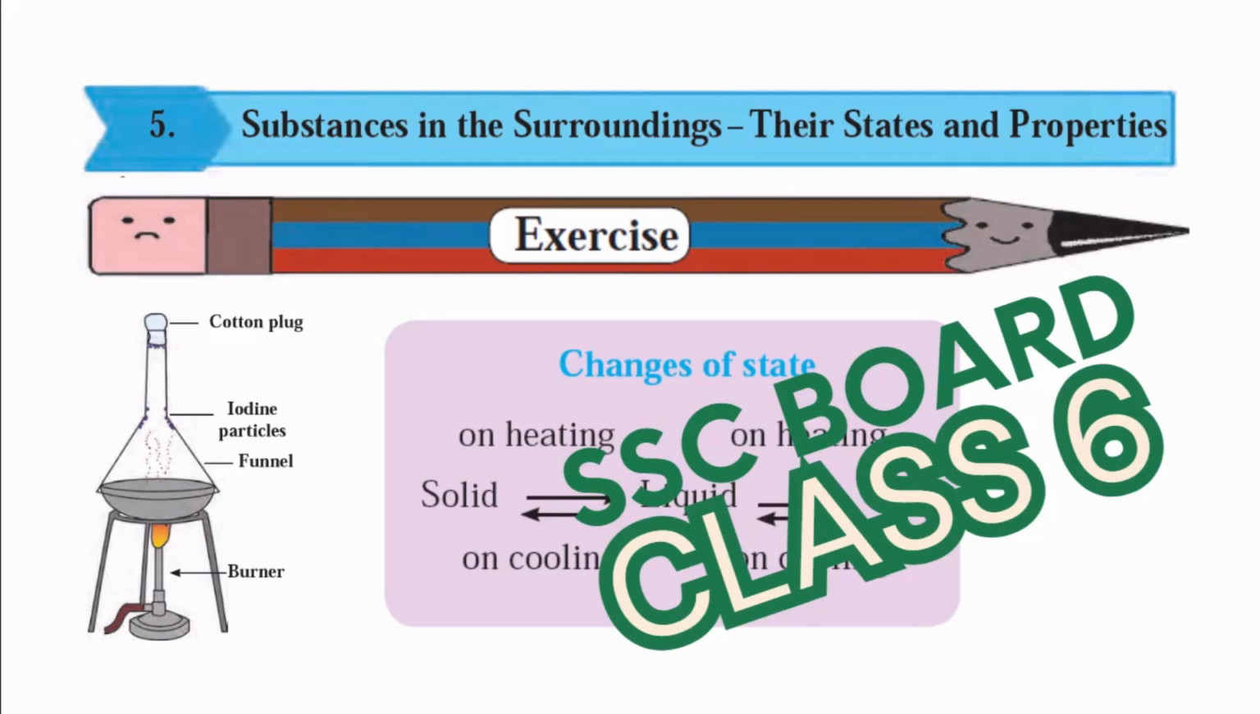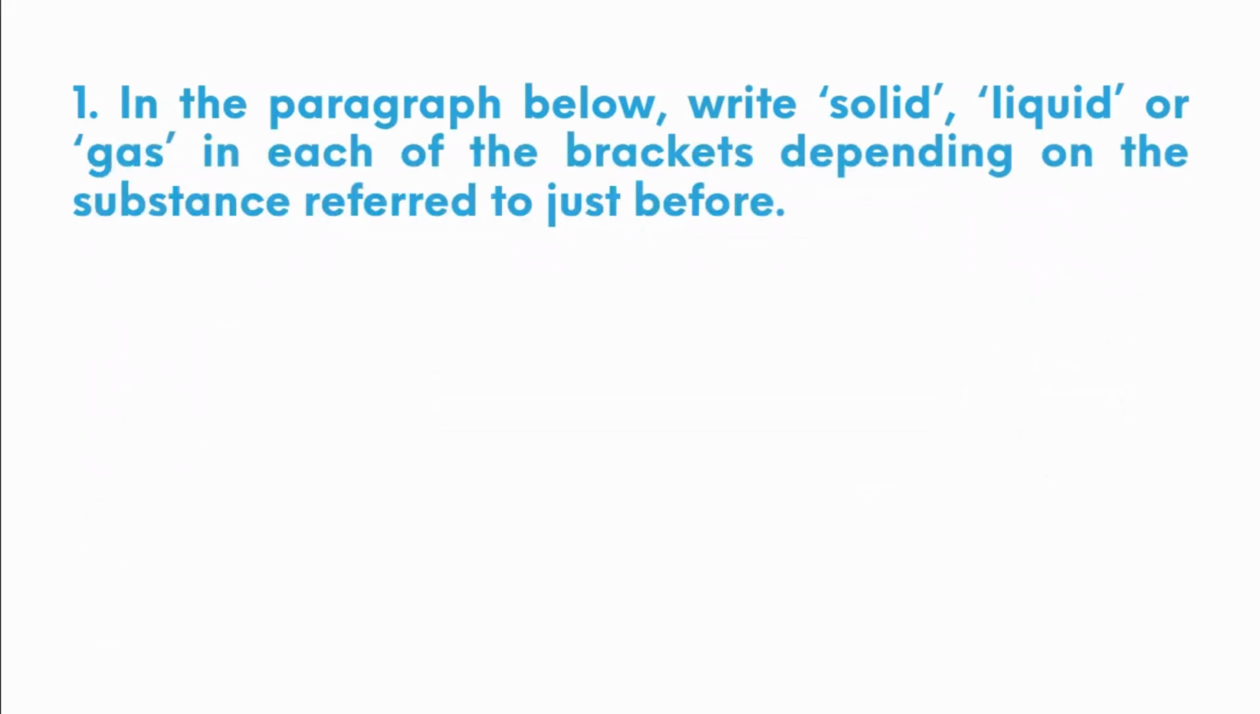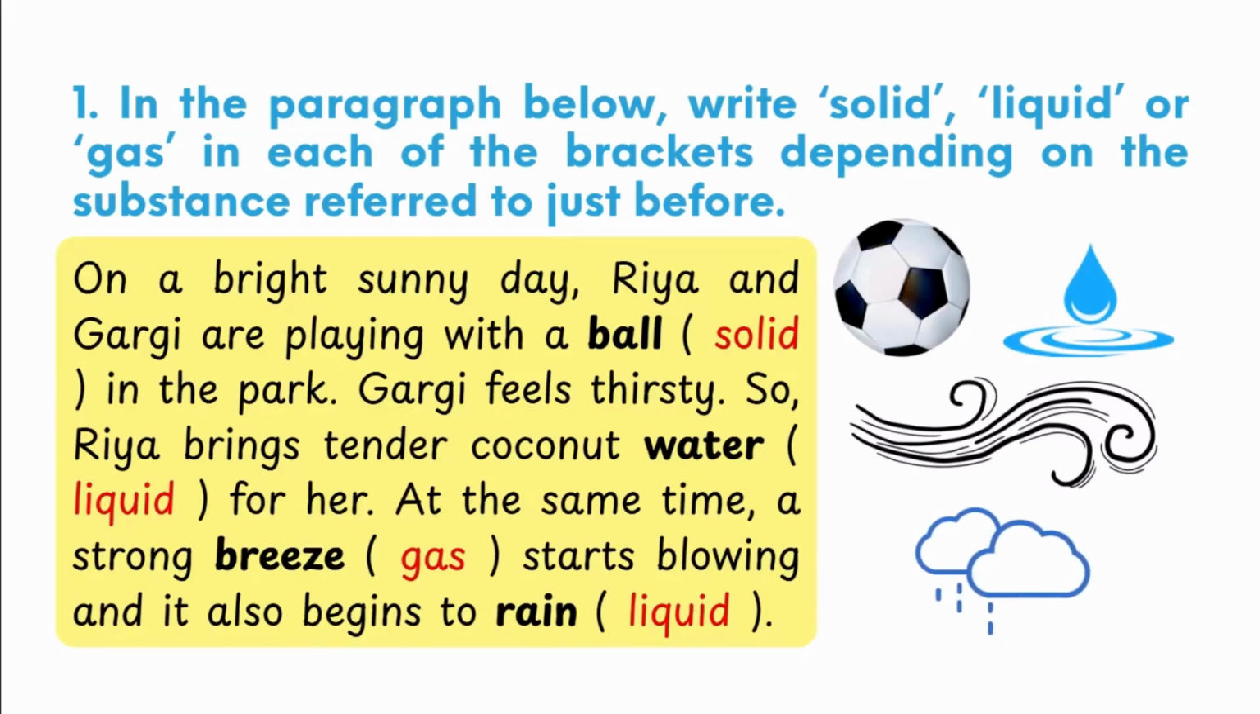Let's begin. First question: in the paragraph below, write solid, liquid or gas in each of the brackets depending on the substance referred to just before. The paragraph is like this. On a bright sunny day, Ria and Gargi are playing with a ball in the park. A ball is a solid substance. That's why we have to write solid here.